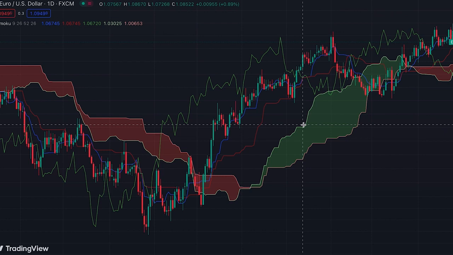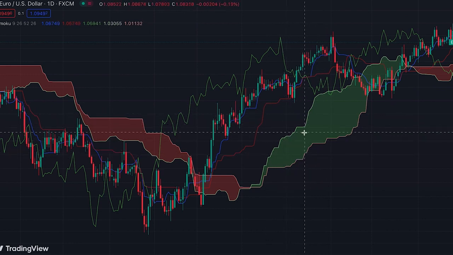Please pay attention that the cloud is the leading component of this indicator, and these two lines, leading span A and leading span B, are shifted forward and they are plotted 26 periods in the future.